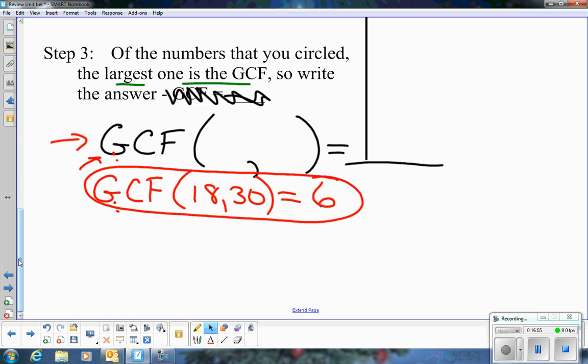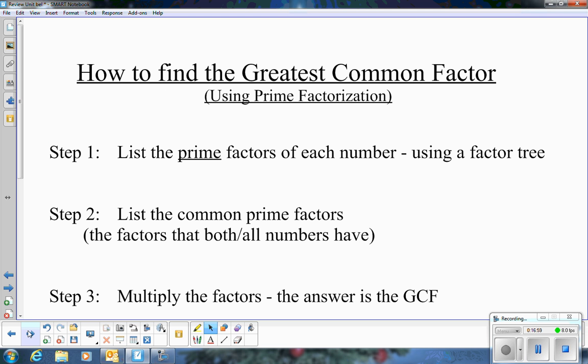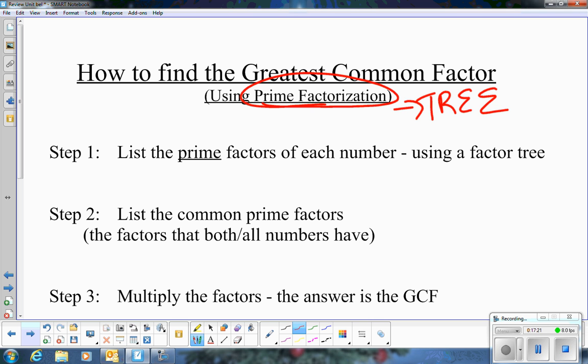All right, so that's how you do it with the list way. Next page, we got to keep moving. We're going to do it the prime factorization way. Like I said, there's 2 ways to do it. When I say prime factorization, what do you have to do? And it may not tell you. What do you have to do, Colton? Make a factor tree. Prime factorization always means tree, even if the directions don't say so.